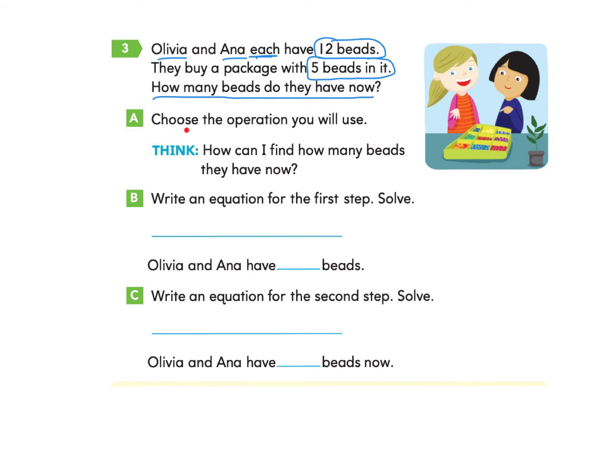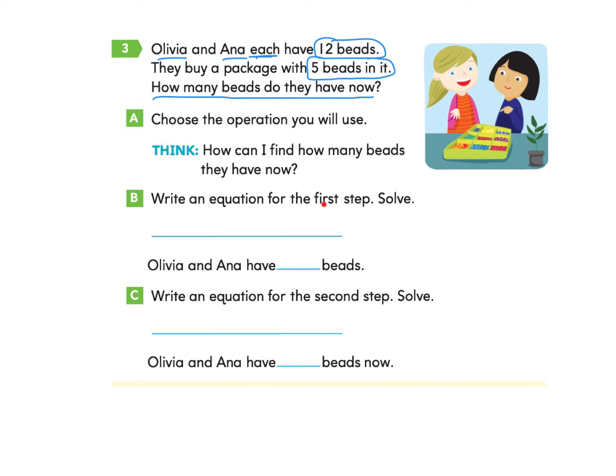Part A asks us to choose the operation you will use. Think, how can I find how many beads they have now? So we're going to look at the beads they have and put them together with the beads that they bought. So that sounds like an addition problem to me because we are putting 2 things together. Let's take a look at part B.